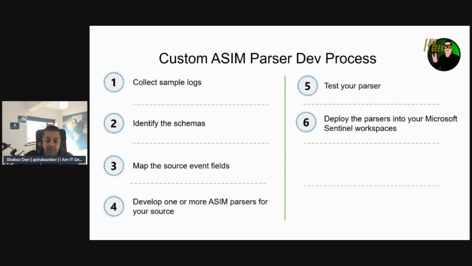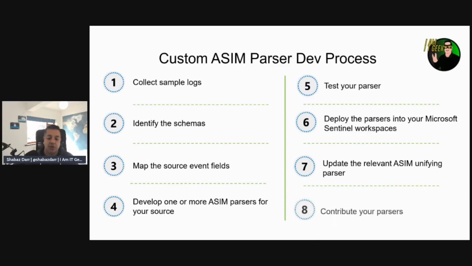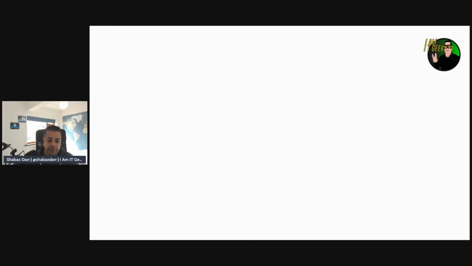And then finally, well, not finally, sorry, the penultimate step is to update the relevant ASIM unifying parsers to reference the new custom parser. And then finally, you might also want to contribute your parsers to the primary parser distribution. And contributed parsers may also be available in all your workspaces as built-in parsers as well.